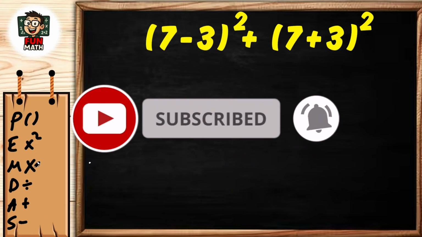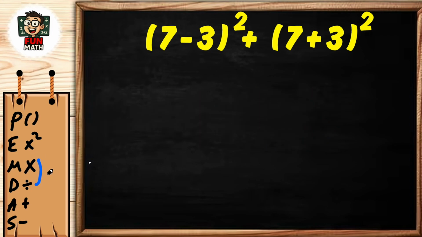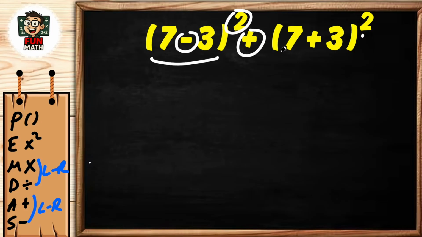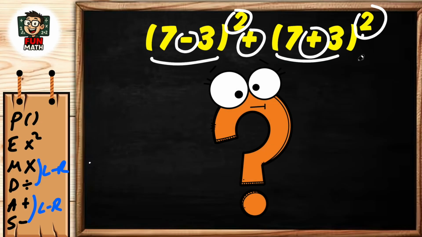We have one more feature here. There is no order between multiplication and division. Operations are performed from left to right. Similarly, addition and subtraction operations are performed from left to right. Let's apply this rule to our equation. What operations are there? Parentheses, subtraction, exponent, addition, parentheses, addition, exponent. What should we do first?